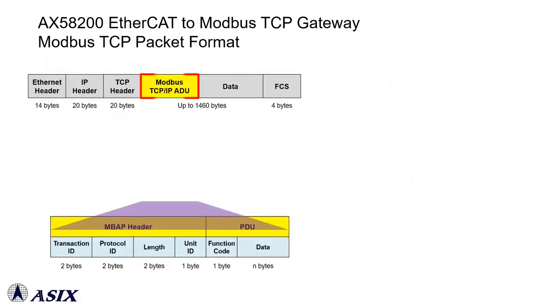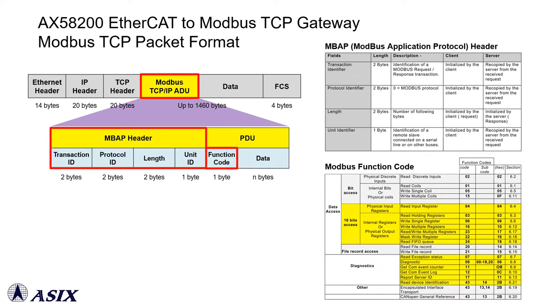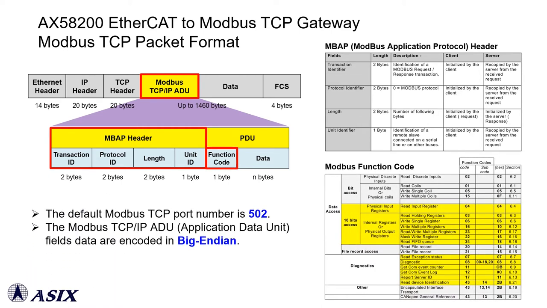This is Modbus TCP Ethernet packet format. The Modbus TCP IP ADU data is embedded inside the TCP/IP frames of Ethernet packets. The default Modbus TCP port number is 502.